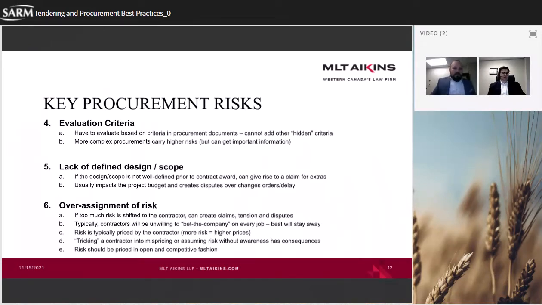So the next ones all really have to deal with what's going to be the content of our RFP documents. Our first one is this notion of evaluation criteria. Whether it be binding or non-binding processes, often owners will publish, in a very express way, how they're going to ultimately determine the winner of the competitive process.